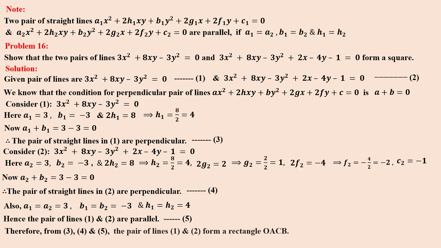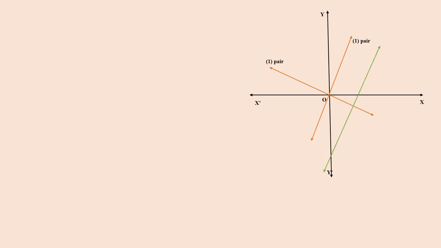That is OACB. So x dash x axis, y dash y axis, O is the origin. So this is the pair 1, right? Then this green one is second pair, right? See, this is the rectangle OABC.